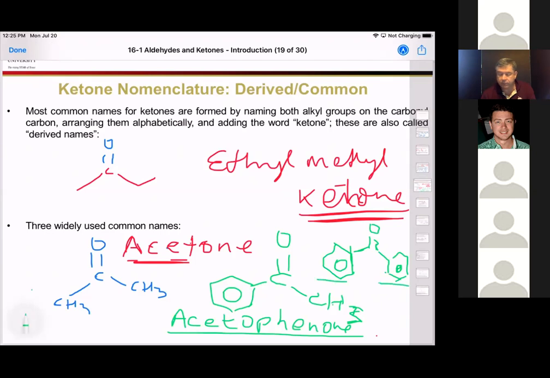Benzophenone, for having two of these, and it's spelled B-E-N-Z-O-P-H-E-N-O-N-E. Phenone, benzophenone. Okay, so those are the three most common ketones we'll need a common name for. We use them again and again in other reactions, making a lot of different alcohols and other carbonyl compounds.